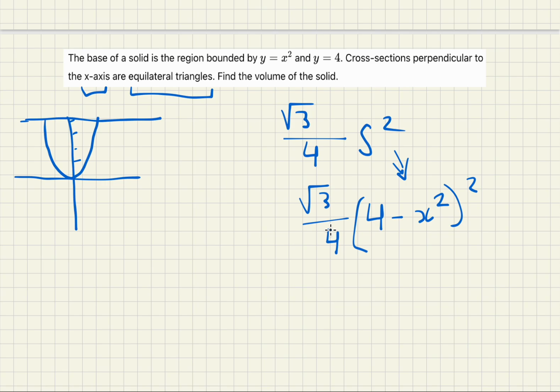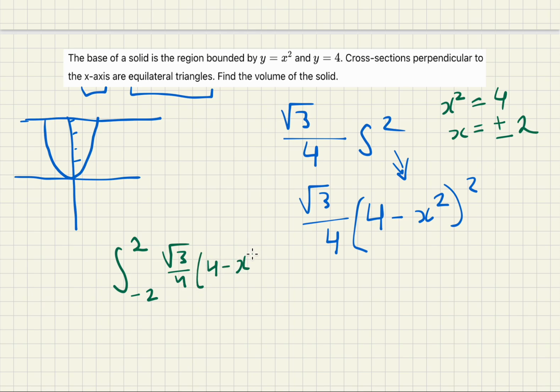And now once we have our equation, our next step is finding our bounds so we can make the integral. For our bounds, we can just simply set these equations equal to each other, and we get x is equal to plus or minus 2, meaning when we write our integral, the lower bound is -2 and the upper bound is 2. Now all we need to do is input our equation, square root of 3 over 4 times (4 minus x squared) to the power of 2 dx.